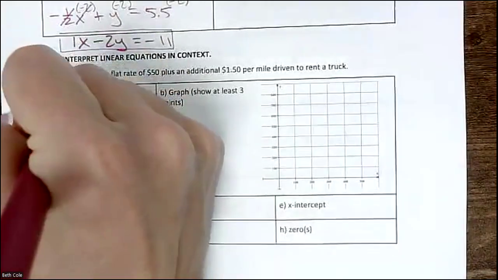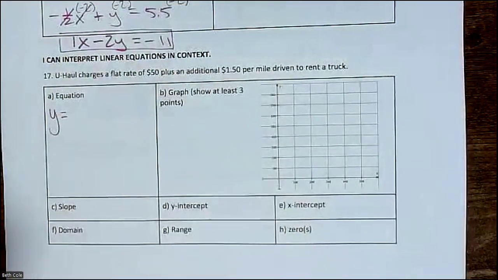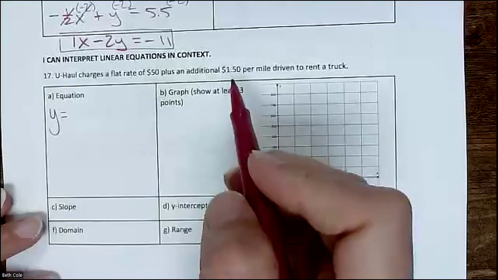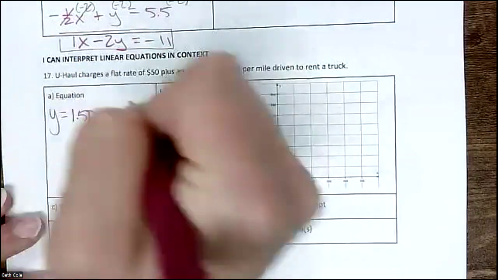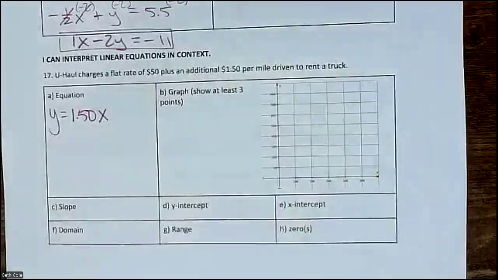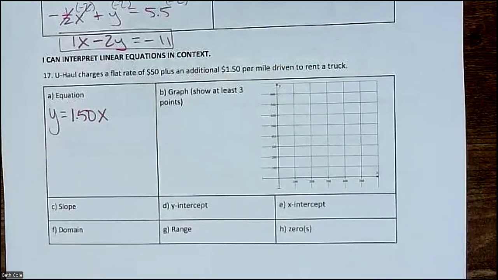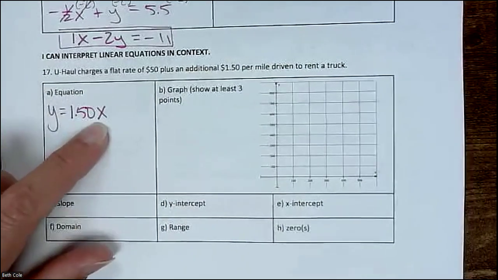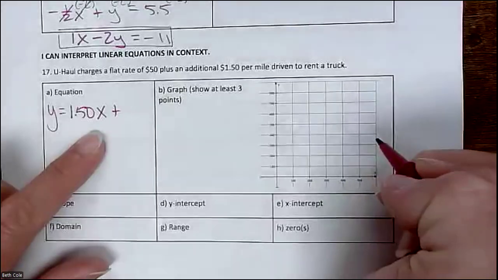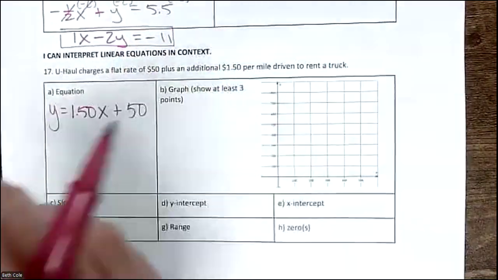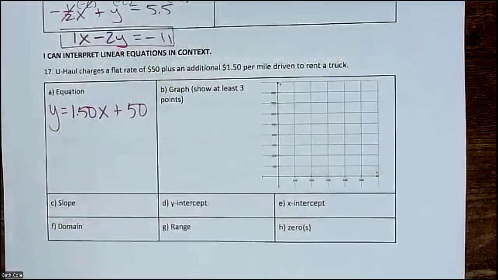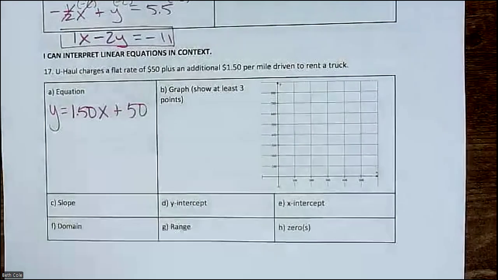It's going to be y equals 150x, good. The reason that gets the x with it is because that's the per mile part. So you pay $150 per mile plus $50. Look at that and let that sink in a second. Do you see how we took all those numbers and put it together?